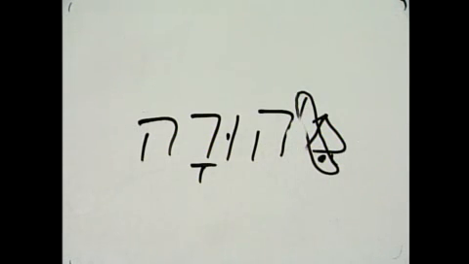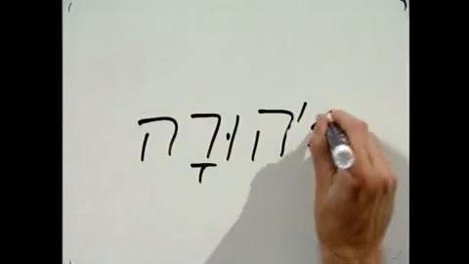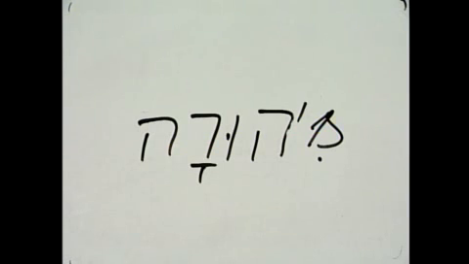And you would say, Mihuda. That's how you'd pronounce this. And so the final answer is this. Mihuda, like you see here. That's the answer. So with a yod with a vocal schwa, you have to watch for that.